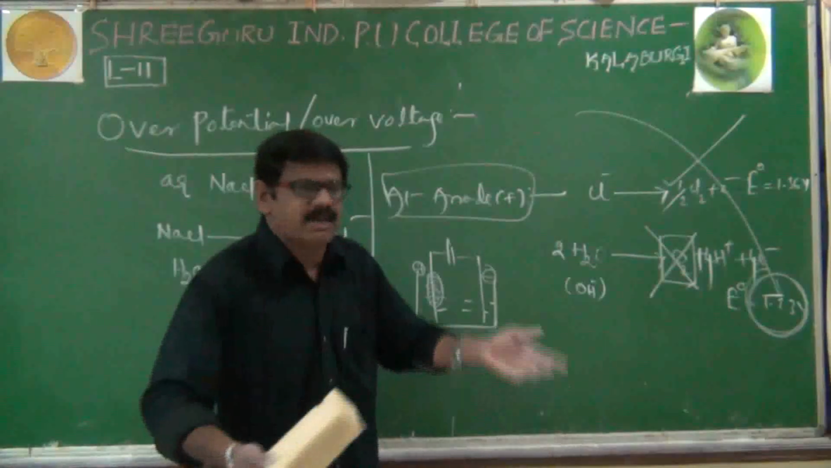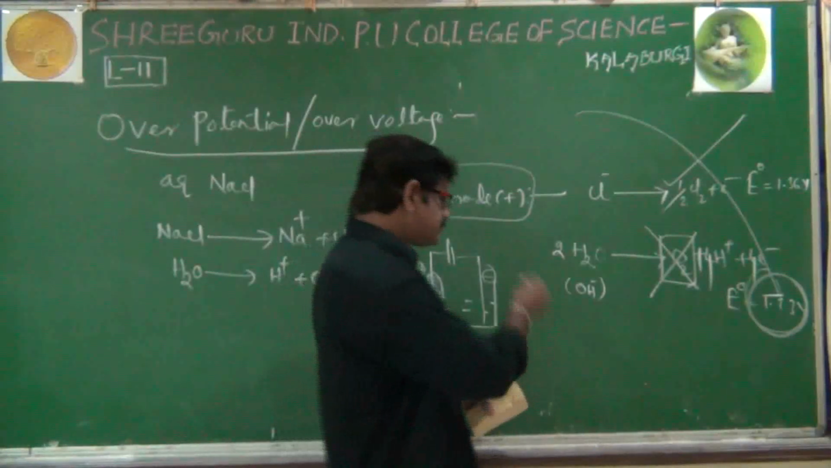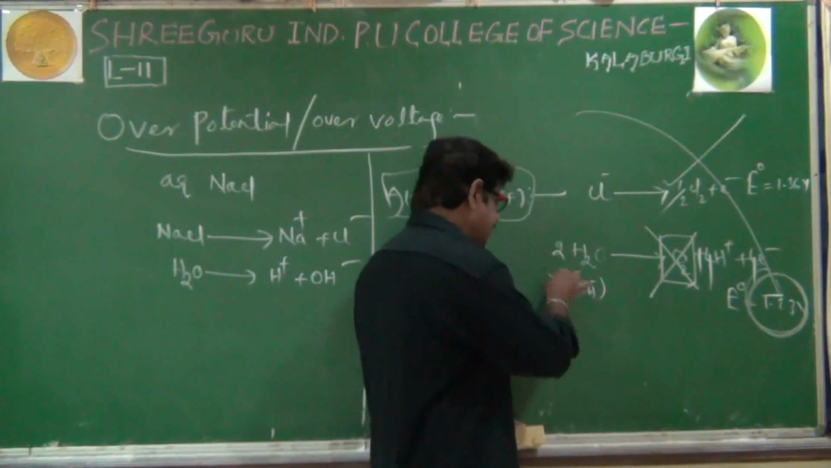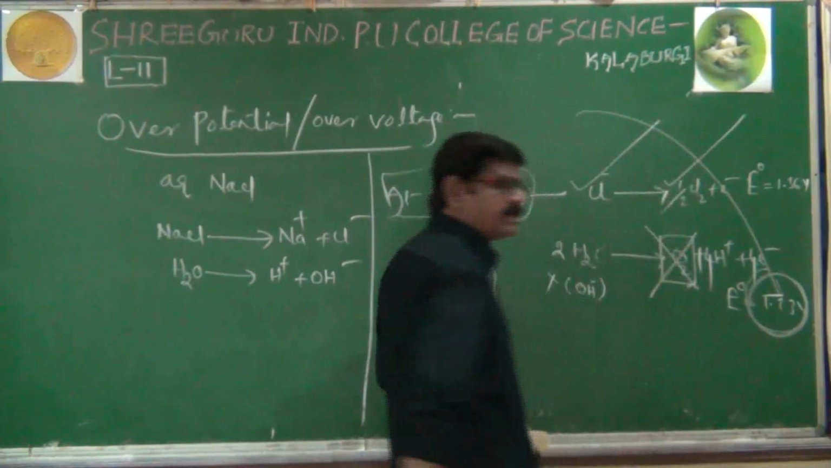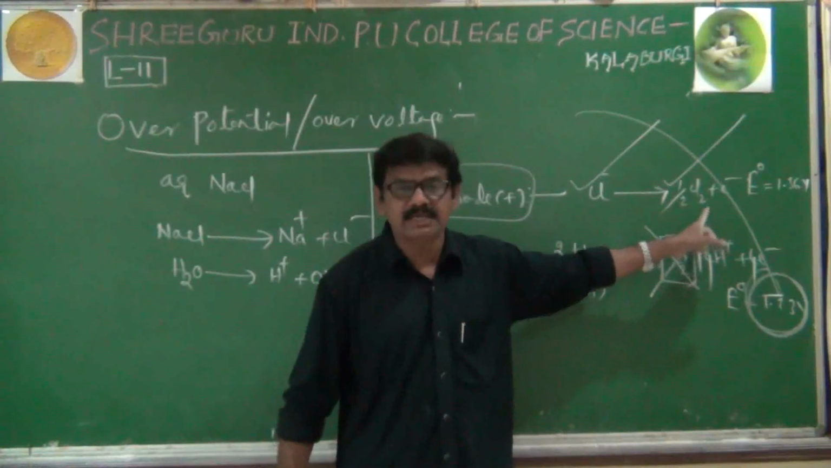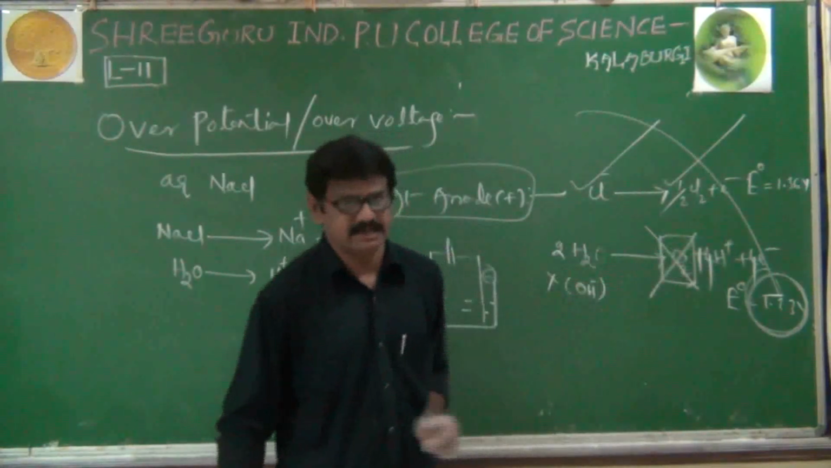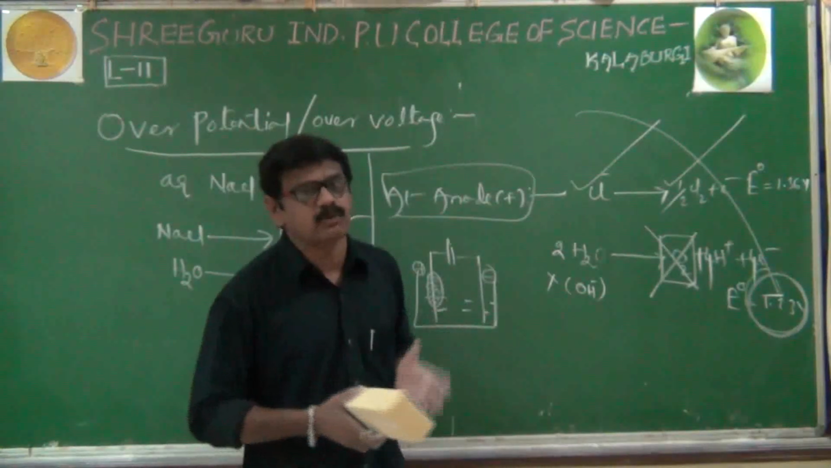Suppose if you have not supplied extra potential, definitely instead of OH minus ion, Cl minus ion only is preferred in the oxidation process, and ultimately chlorine gas is liberating. Okay. Now how to define over potential or over voltage?